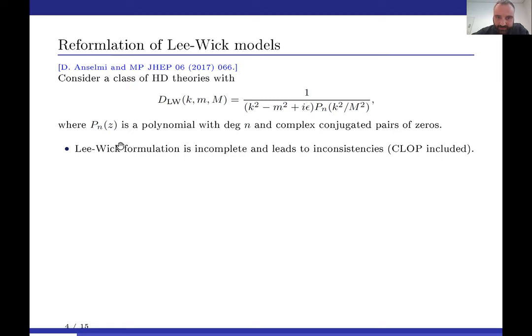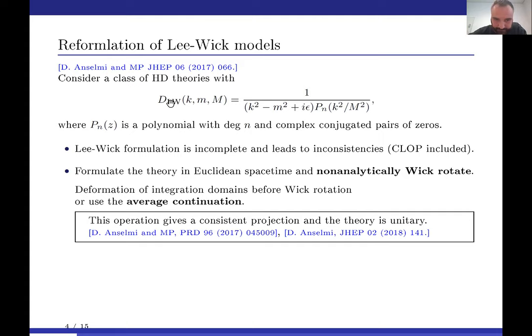But what we showed in our early paper is that their proposal is incomplete and leads to some inconsistencies, including certain prescriptions, for example the so-called Cutkosky prescription and these other people, which we also show is inconsistent. And we proved that the right way to formulate this type of theories is to define them in Euclidean spacetime and then perform an operation that we called non-analytic Wick rotation, which amounts to deforming the domain of integration in a similar way to what they proposed, but we extended this idea of Wick rotation. We can also prove that instead of doing this operation, we can use a simple formula that we called average continuation. This will be clear in the next two slides.